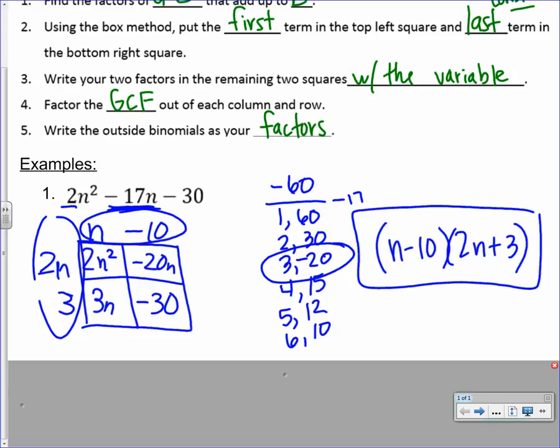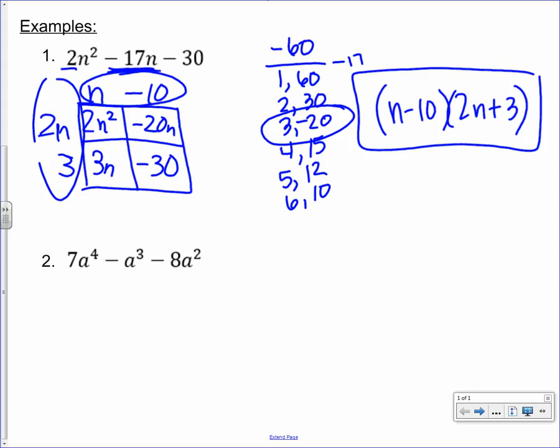Okay, let's do another one. Questions on the steps right now? Okay, let's do one more of these in our notes here. So 7a to the 4th minus a cubed minus 8a squared.